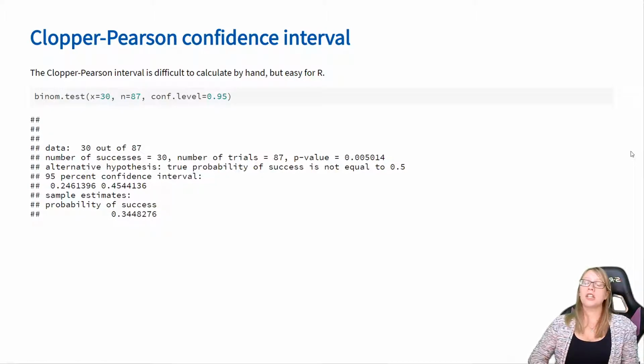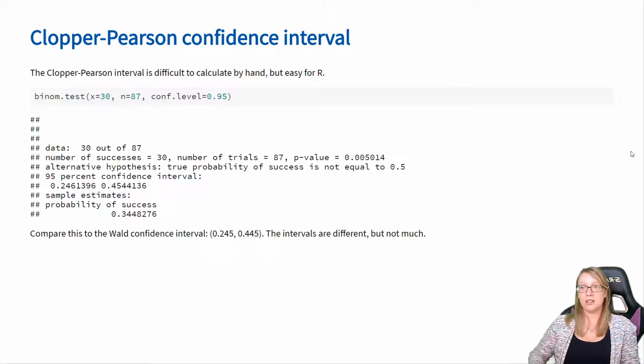Now, this is incredibly difficult to calculate by hand, but quite easy if you're working in R. We'll use that same binom.test function. Instead of giving a null and alternative hypothesis, we'll just provide a confidence level. So here, a 95% confidence interval based on the binomial distribution goes from about 0.246 to 0.454. It is slightly different than the confidence interval that we calculated by hand using the normal distribution. They're different, but they're not that different.